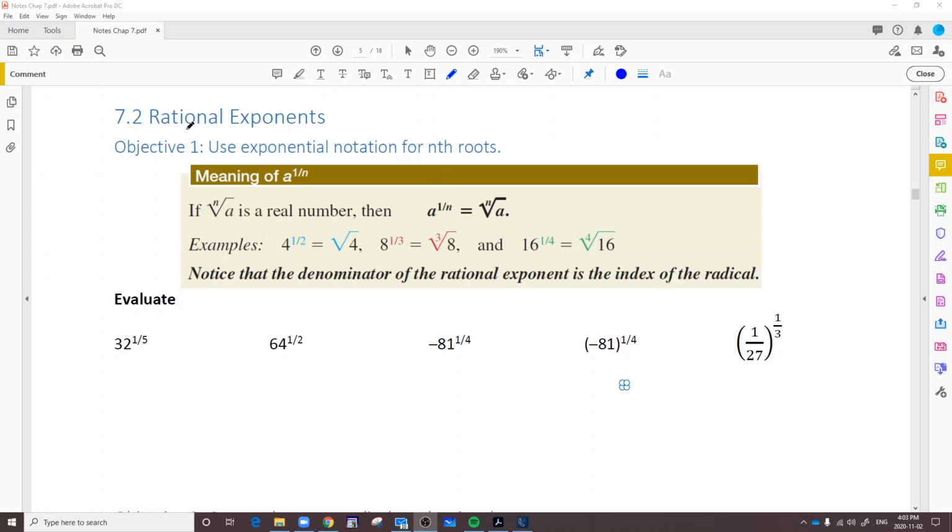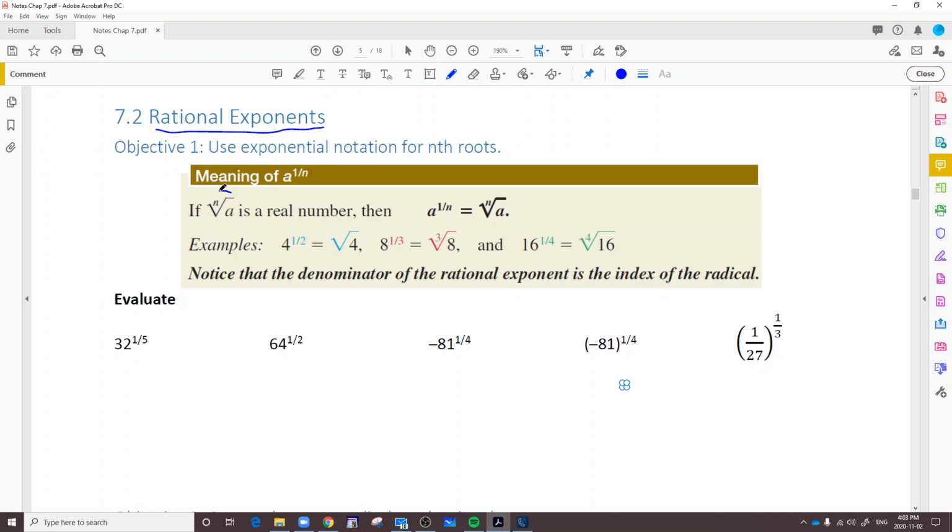In 7.2, we're going to be exploring rational exponents. So we're going to be looking at radicals as rational exponents. So objective 1, you're going to learn how to use exponential notation for nth roots.